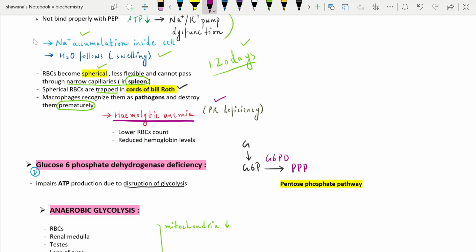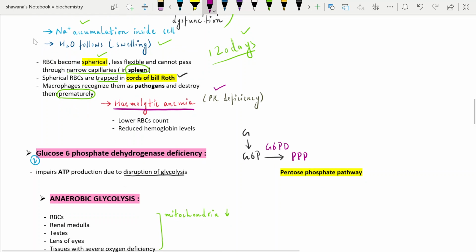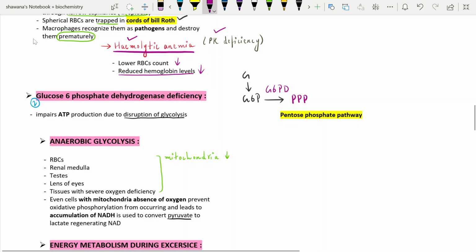It will cause ATP dysfunction, the sodium potassium pump ATPase dysfunction. Sodium accumulates inside the cell and water follows. The RBC swells up and they are destroyed in the cords of Billroth, which is present in the spleen. And why is it called hemolytic? Because there is hemolysis going on, and anemia, reduced hemoglobin levels. Eventually the RBC level goes down. Also with RBCs, the hemoglobin level goes down because hemoglobin is present in the RBCs.